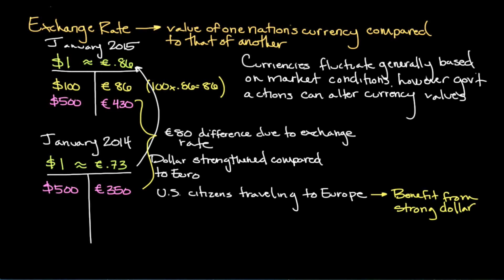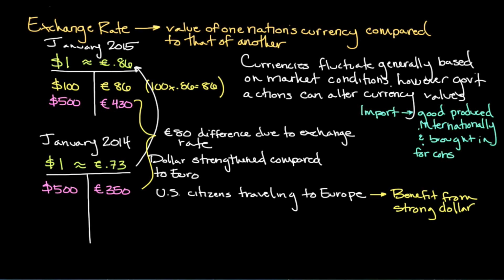Outside of tourism, where else do exchange rates have an impact? Let's look at imports and exports. Just to refresh, an import constitutes goods that are produced in another country and brought into the country for consumption. So automobiles manufactured in Japan and shipped to the US for sale would be considered imports from the perspective of the US. An export is the exact opposite. In this case, a good is produced domestically and shipped internationally for consumption.